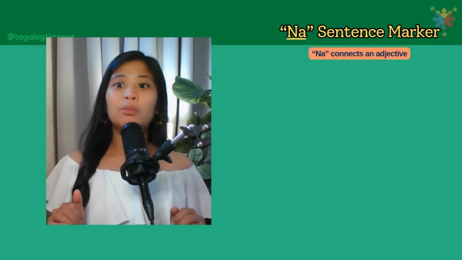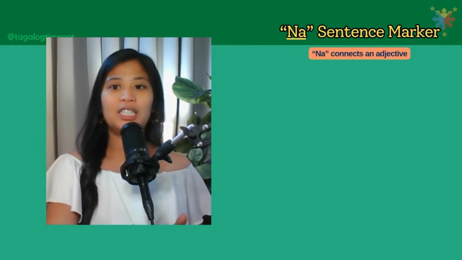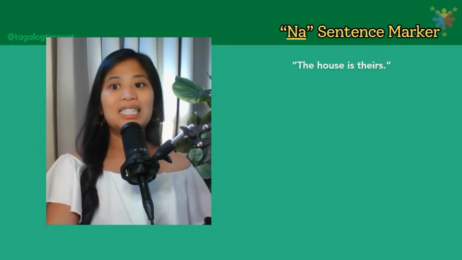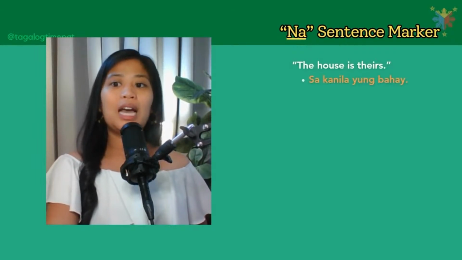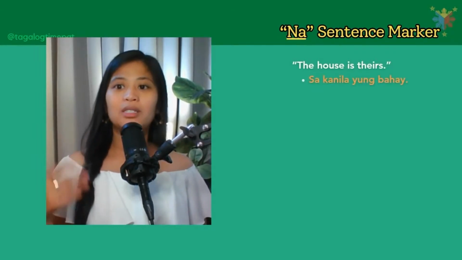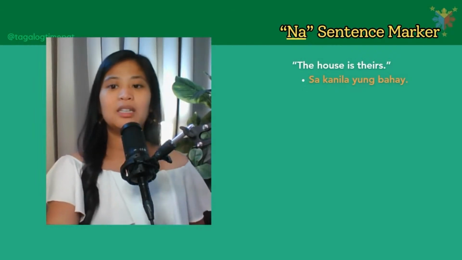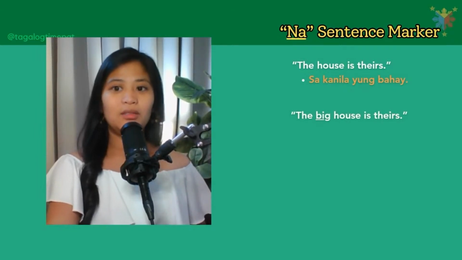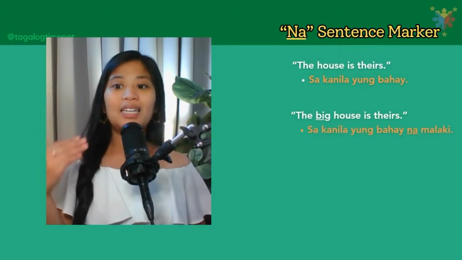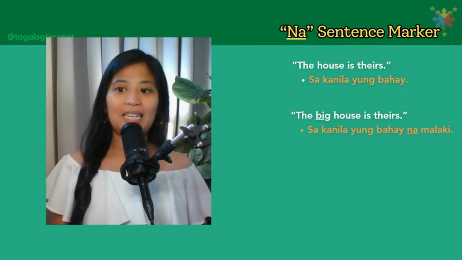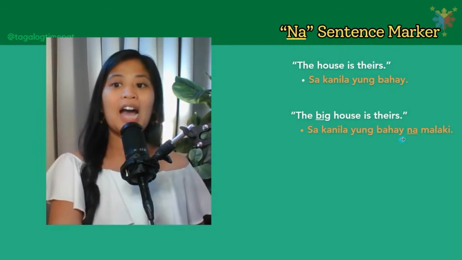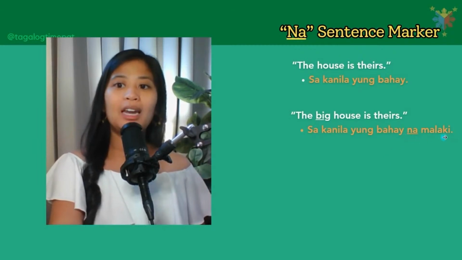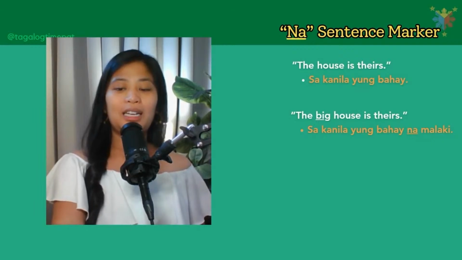Na is a sentence marker that is used to connect an adjective. So for example, the house is theirs. We learned, sa kanila yung bahay. The house is theirs. It's a very simple sentence. If you want to add an adjective, the big house is theirs, this is how you would do it. Sa kanila yung bahay na malaki. So see, we added an adjective now. And you would do it by adding this sentence marker na, and then it's the adjective malaki. Sa kanila yung bahay na malaki.